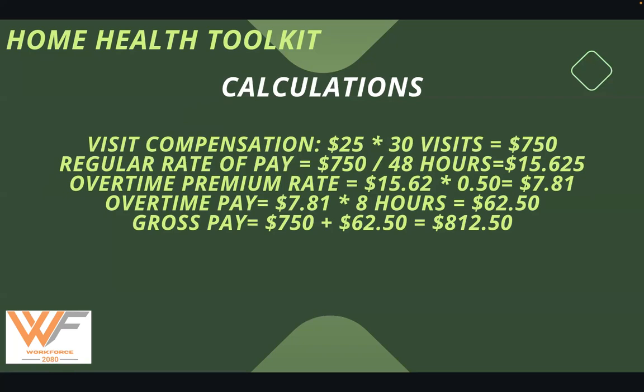The overtime premium rate, we take that rate we just found, 15.625, and multiply it by a half. And that's the half rate. For the overtime pay, we take that overtime premium rate and multiply it by the number of hours over 40. And then, of course, the gross pay. We take their total visit compensation plus the overtime pay to get the total gross compensation owed to the employee.